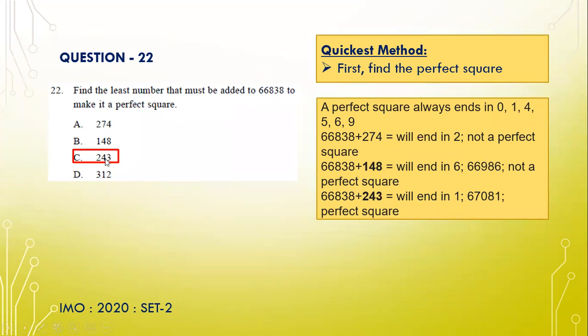Now let's try the third option, 66838 plus 243. That will end in 1. So again, it is a qualifying perfect square. So what is that number? 67081. And 67081 is the perfect square of, I think, 259, because 9 9s is 81. Okay, you can calculate this.